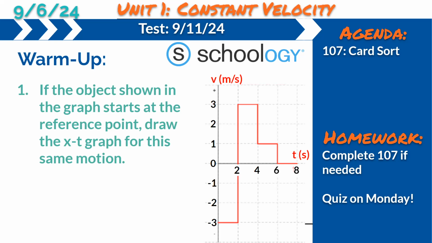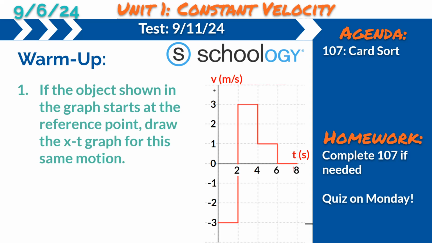Today's warm-up question says, if the object shown in the graph starts at the reference point, draw the xt graph for this same motion. So looking at the warm-up, you are given a velocity time graph and you're trying to show what the matching position time graph would look like. And again, this is what you're going to be doing in the activity today as you try to figure out which graphs show the same motion.